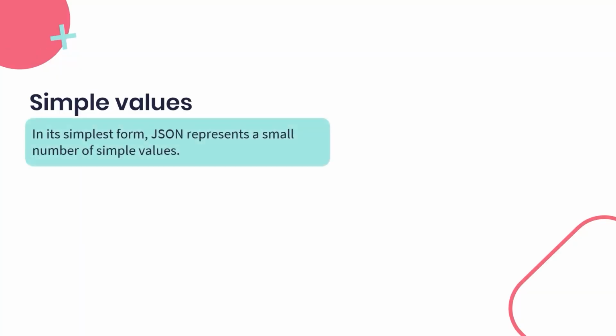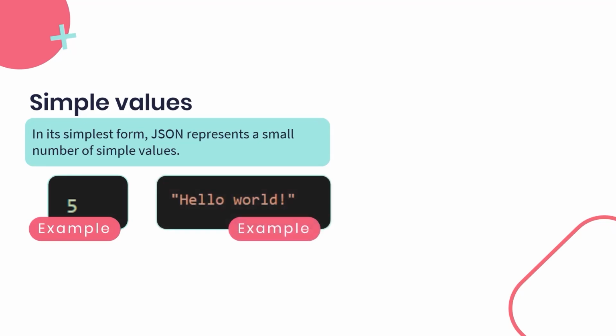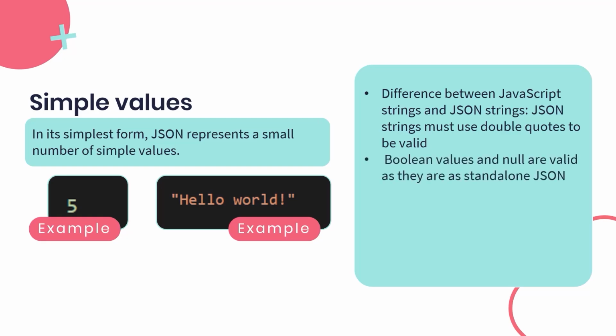In its simplest form, JSON represents a small number of simple values. For example, the following is a valid JSON. This is JSON that represents the number 5. Likewise, the following is also valid JSON, representing a string. The big difference between JavaScript strings and JSON strings is that JSON strings must use double quotes to be valid. Single quotes cause a syntax error. Boolean values and null are valid as standalone JSON.